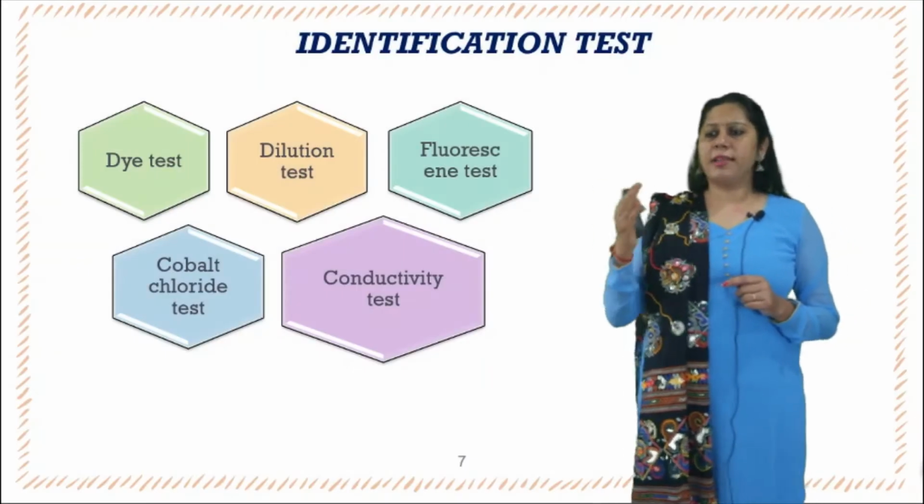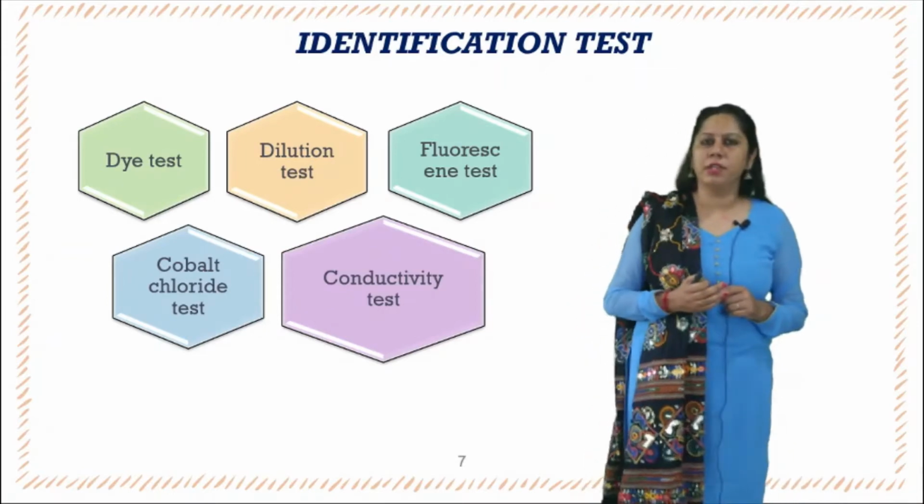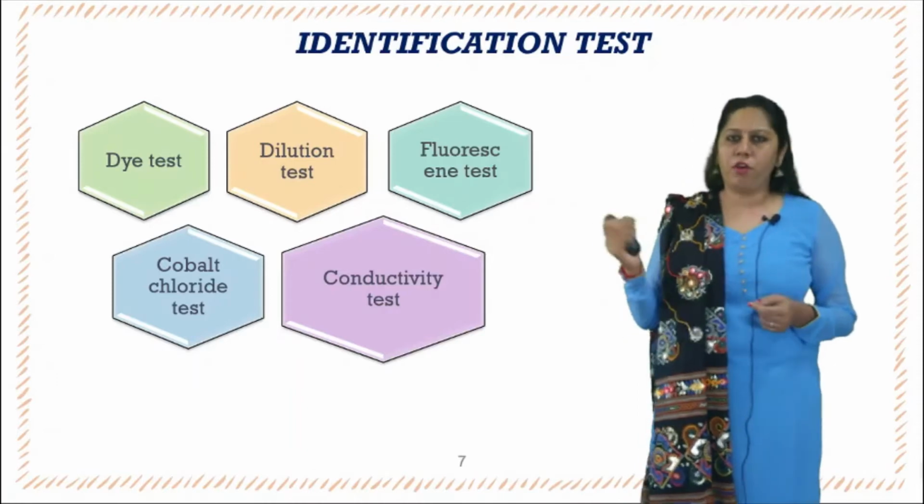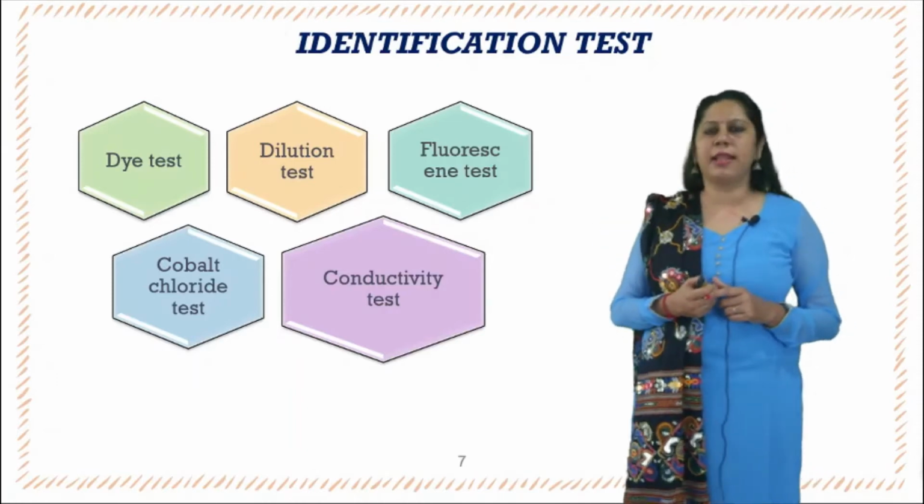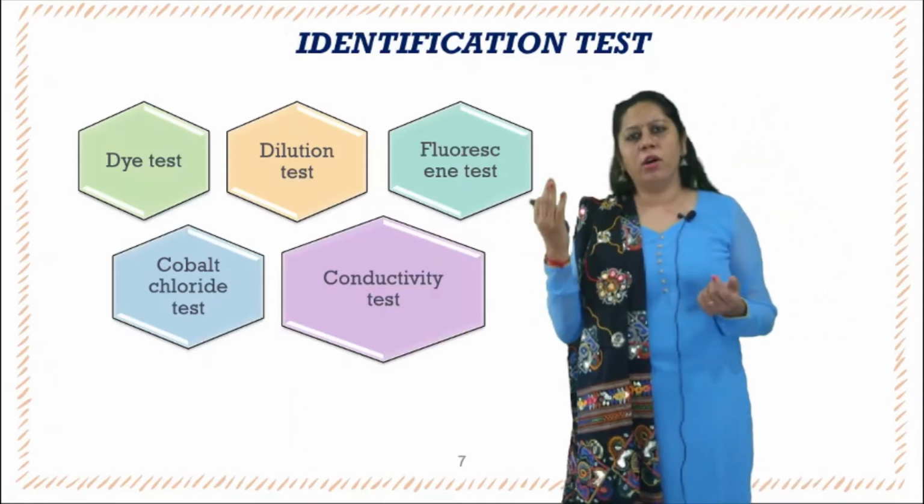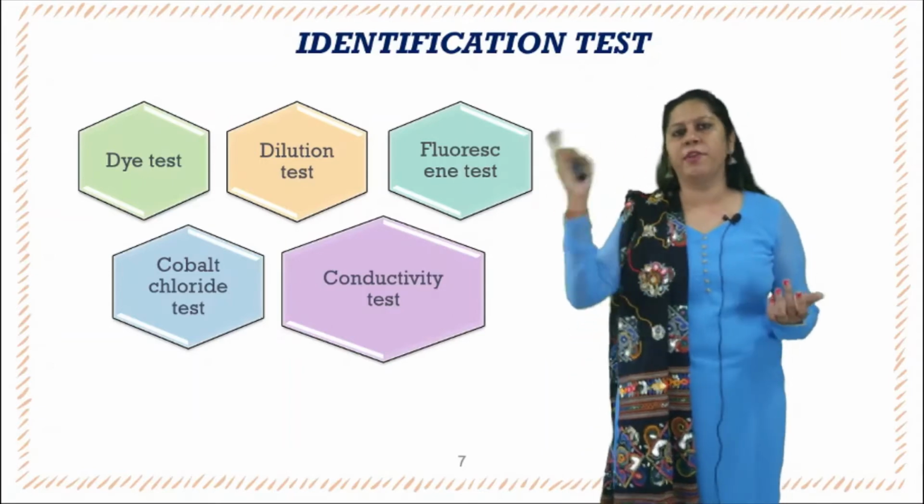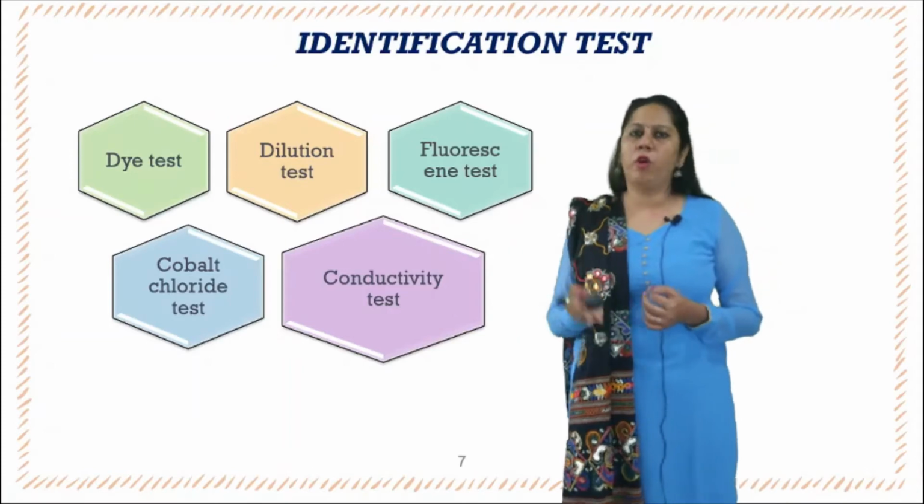Now these are the identification tests of the emulsions, like the dye test, the dilution test, the fluorescence test, the cobalt chloride test, and the conductivity test. So now how are these tests done? These are tests used to identify whether you have an oil in water emulsion or a water in oil emulsion.